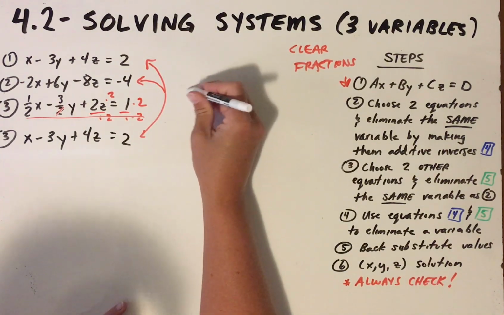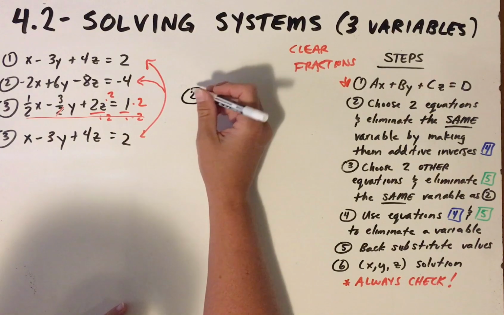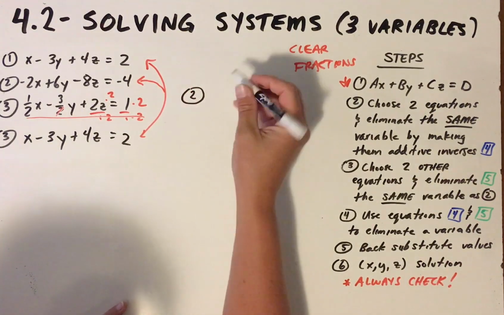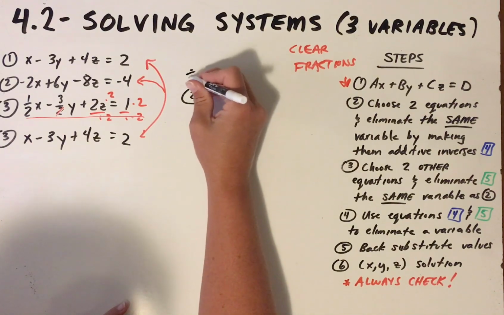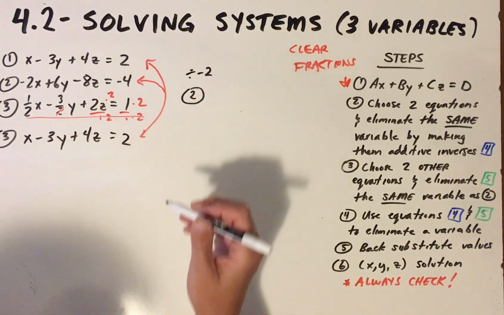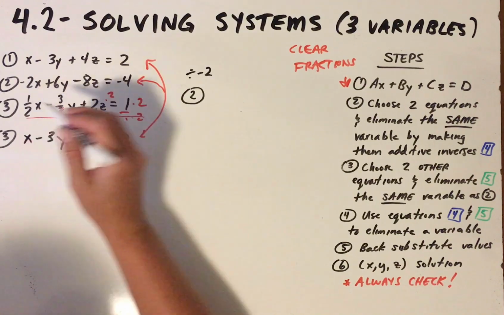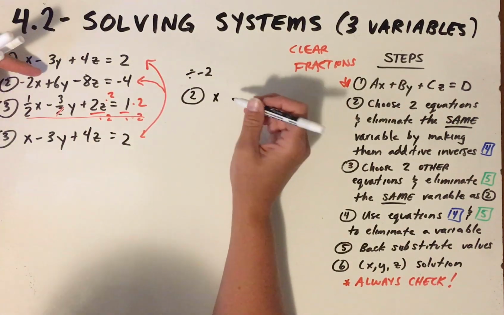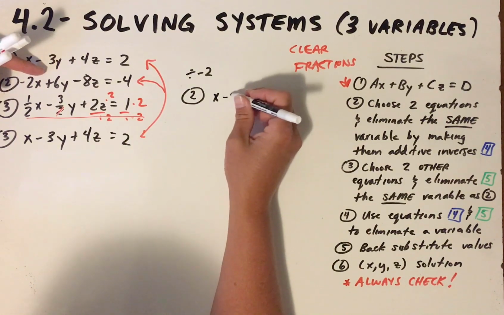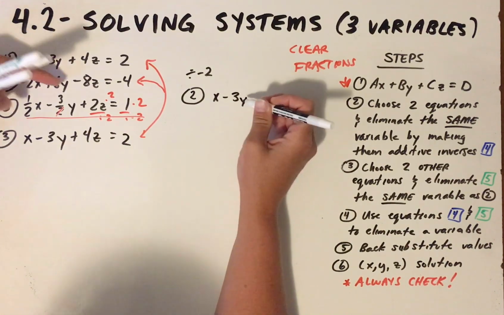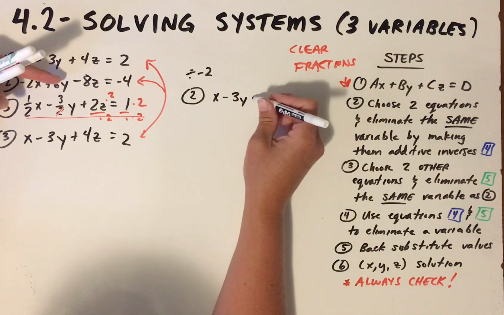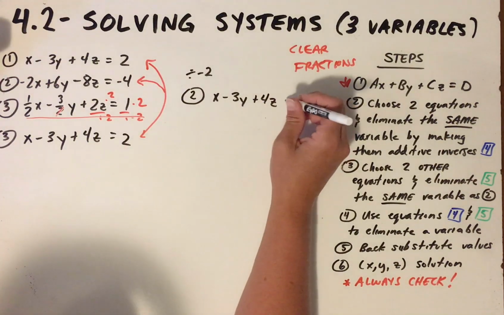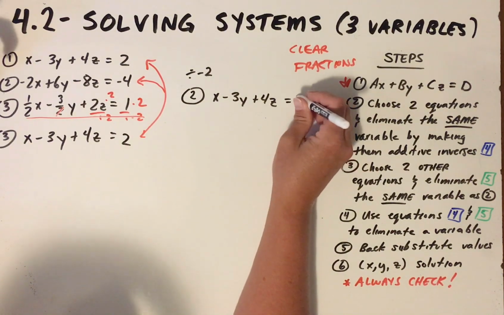Well, if I take equation 2 and I divide it by a negative 2, I'm going to divide negative 2x by negative 2, that's going to give me just an x. If I divide the 6 by a negative 2, that's going to give me a negative 3y. If I divide the negative 8 by negative 2, that's going to give me a positive 4z. And if I divide this negative 4 by negative 2, that's going to give me 2.